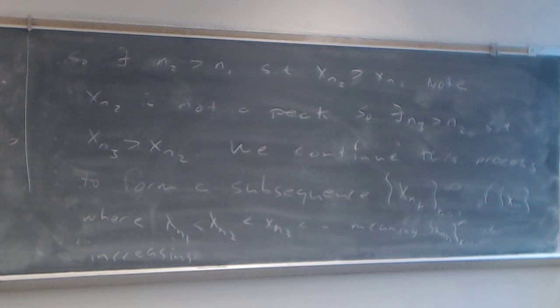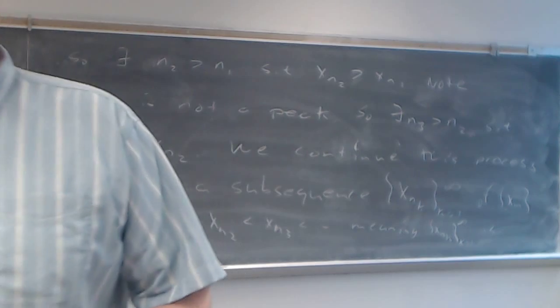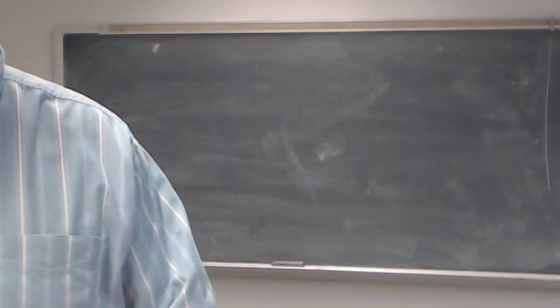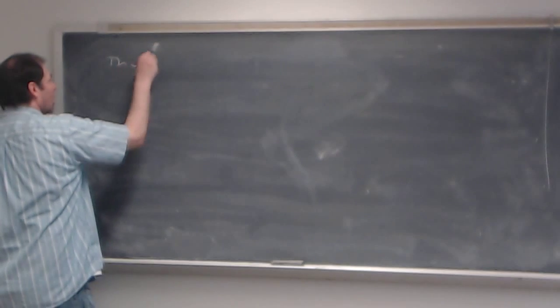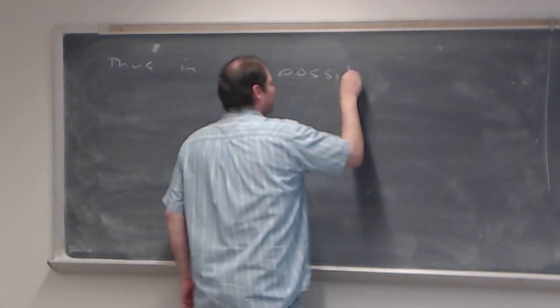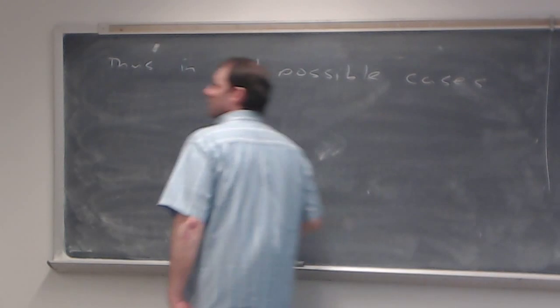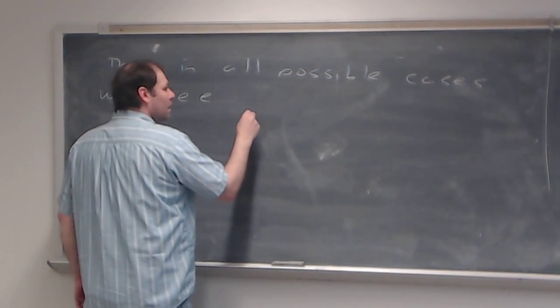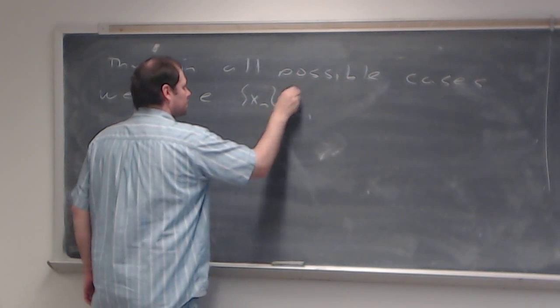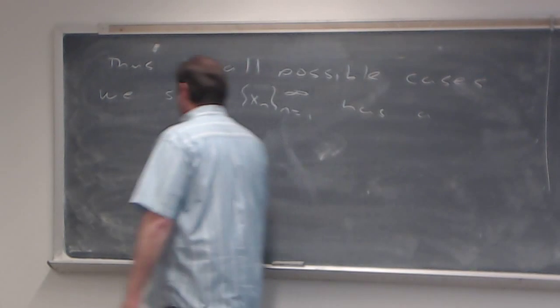Just to make sure that I summed everything up well, let me write a preliminary statement. We looked at two cases, and they were the only two possible: you have infinitely many peaks, or finitely many peaks. In each case, what did we find? We created a monotone subsequence. So here's my concluding statement. Thus, in all possible cases, we see x of n has a monotone subsequence.